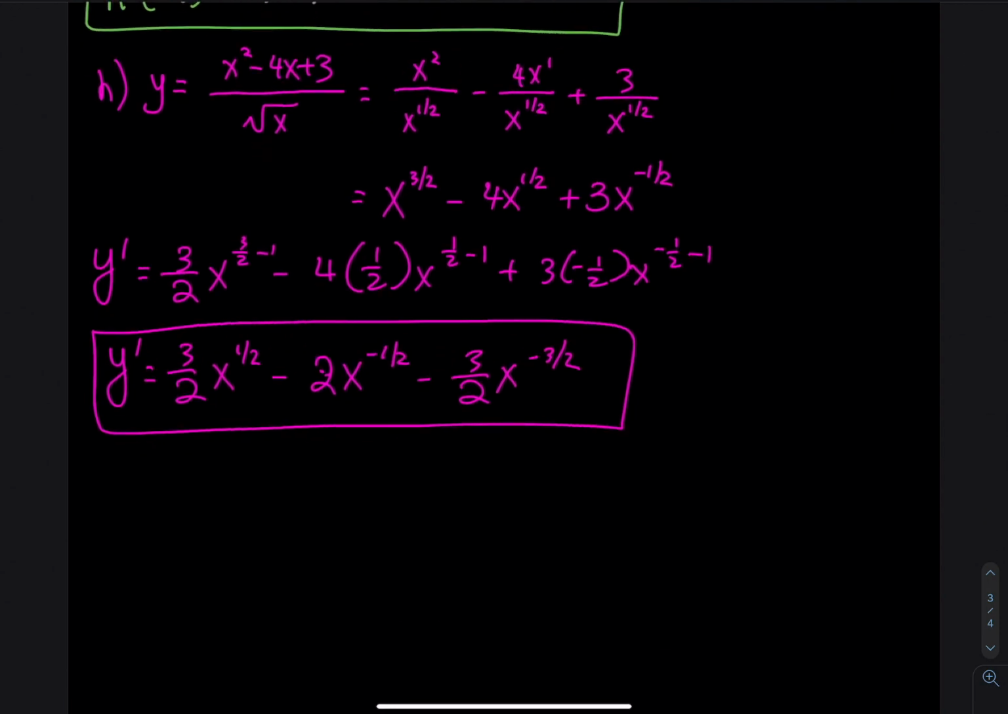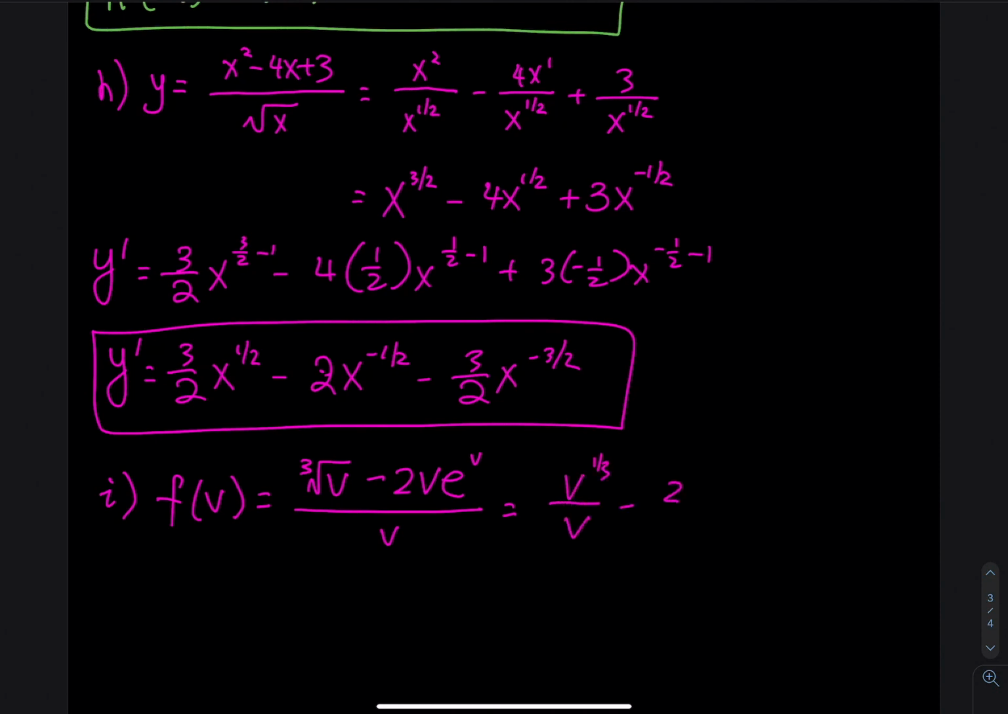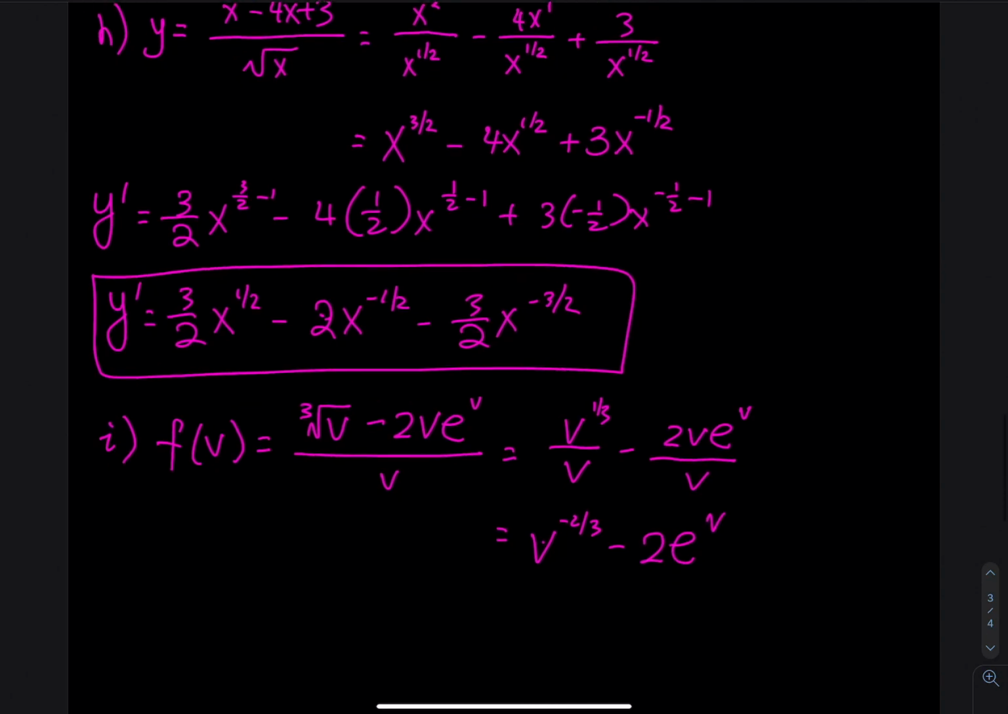And then part I is a similar problem. So part I, you have f of v. So v is an independent variable. So the cube root of v minus 2v e to the v, divided by v. So you have v to the 1/3 divided by v, minus 2v e to the v divided by v. So you have v to the 1/3 minus 1. 1/3 minus 1 is negative 2/3. And then this one, the v got cancelled, e to the v. And then you simply take the derivative.